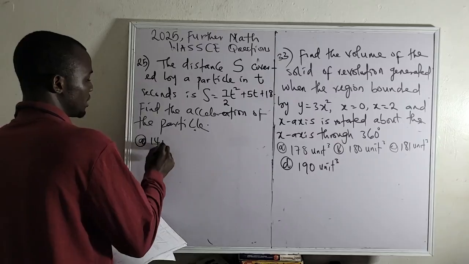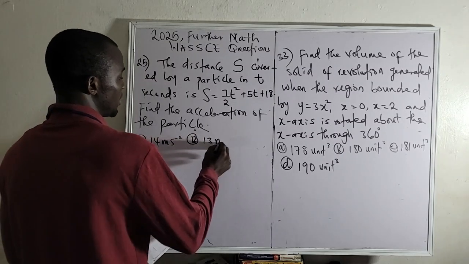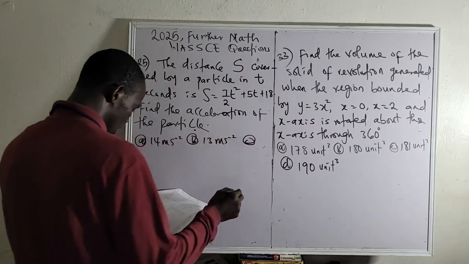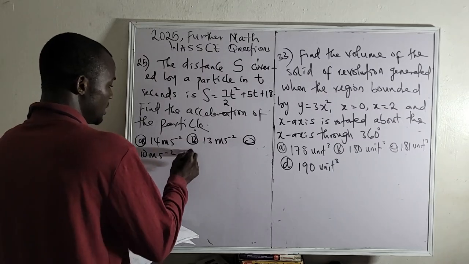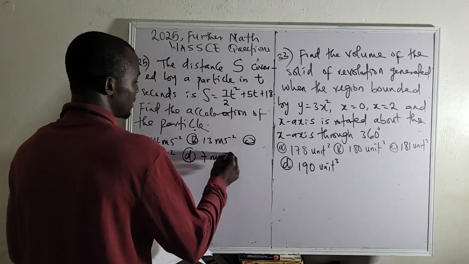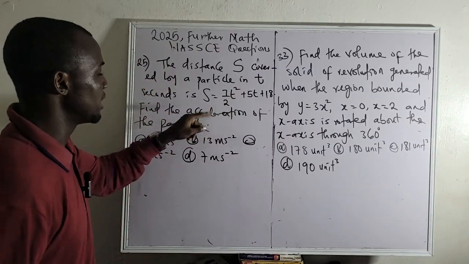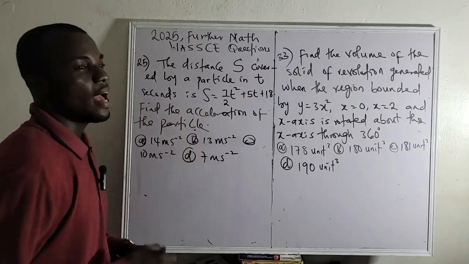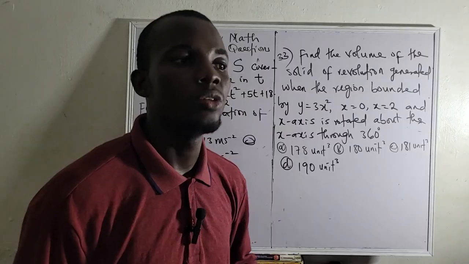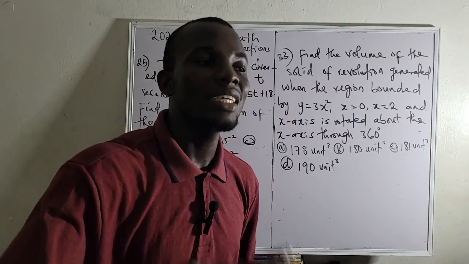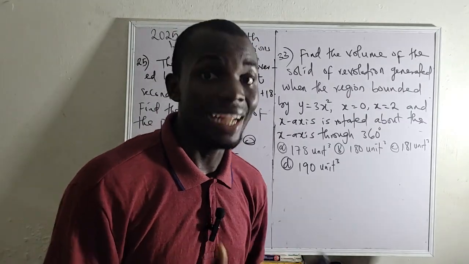A is 14 meter per second, B is 13 meter per second, C is 10 meters per second, and D is 7 meter per second squared. Now, from what we have here, we are given the distance. In mechanics, the acceleration is the second derivative of the equation of distance. That is what we are going to do.